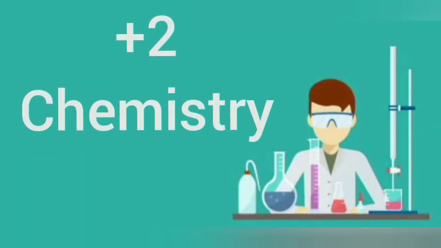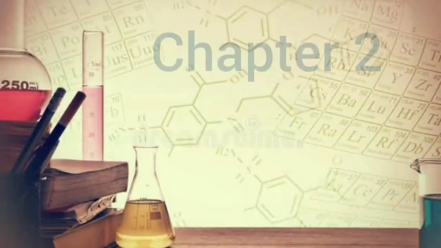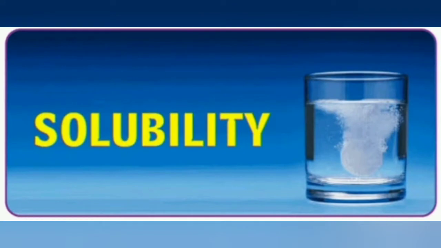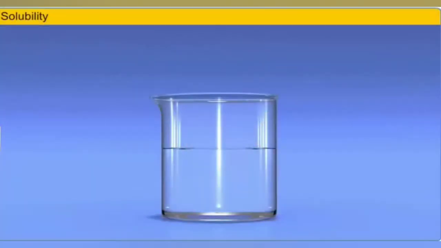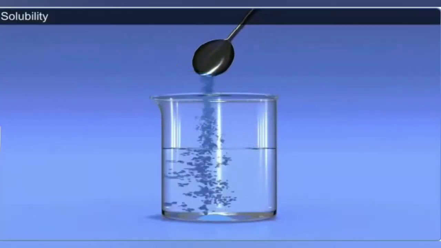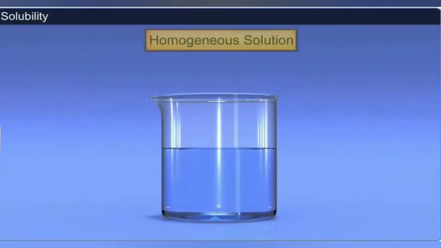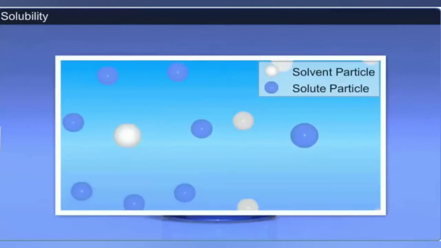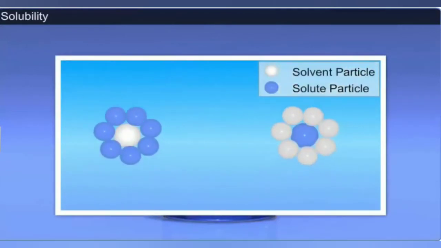In this chemistry video lesson, we are going to continue with chapter 2, Solutions. Today we will start the topic solubility. Solubility is the property of a solute to dissolve in a solvent to form a homogeneous solution. Solubility is defined as the maximum amount of solute that can be dissolved in a specified amount of solvent at a specific temperature. Solubility is a result of an interaction between particles of the solute and the solvent.